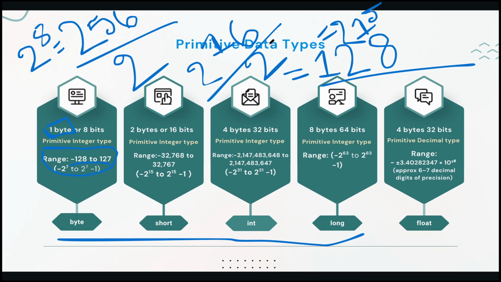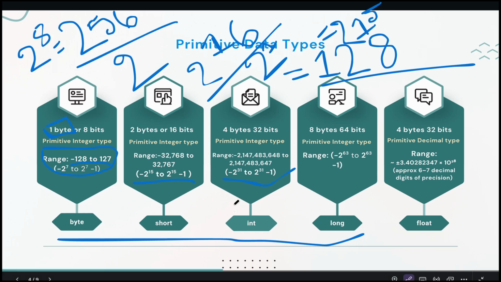How are you getting to 15? Actually you have 1 here, and then you subtract 1 from 16, then you will get 2 to the power 15. So 2 to the power 15 positive numbers, 2 to the power 15 negative numbers. But as I have told earlier, you have to include 0. That's why you will subtract 1 from the positive side. So the range becomes minus 2 to the power 15 to 2 to the power 15 minus 1. And in int also it is the same.